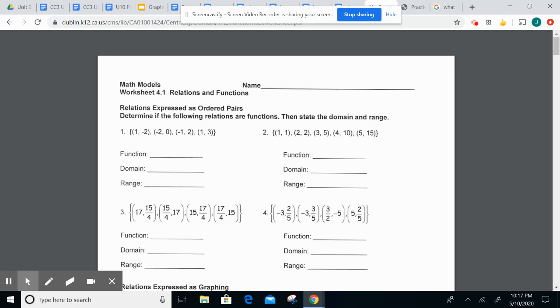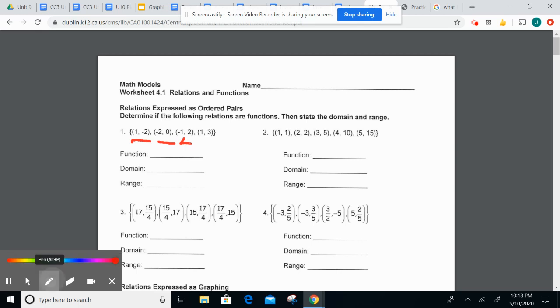So the first one. And with these, whether it's a function or not, we're not worried about domain and range, just whether it's a function or not. What you're looking for is just the x's. So let's take a look at the x's. So we have 1, -2. So that means when we put a 1 in the machine, we get a -2 back. So we're fine so far. We put in a -2, we get a 0. We're fine. Put in a -1, we get a 2. So every time we've put something in, we get something different back or something specific.